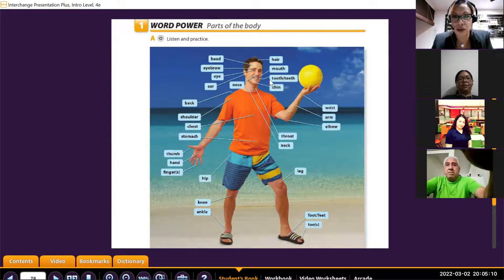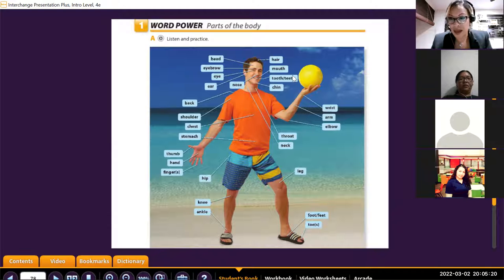Tenemos tooth y teeth. What is the difference? Tooth, teeth. Singular and plural. That is correct. Thank you so much. Tooth is singular. Teeth, plural. Let's see what else do we have here.